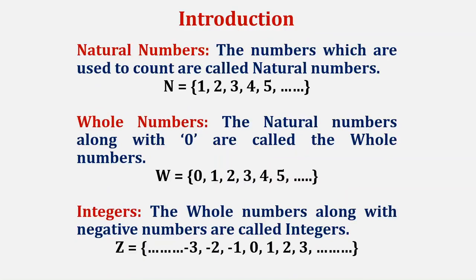Now going to the introduction. Before going to learn about the integers, first you have to know about the number system. In number system, first we will learn about the natural numbers and then whole numbers. In previous classes, up to 6th class, we learned up to whole numbers. So natural numbers are generally defined as the numbers which are used to count are called natural numbers. Generally, if you want to count the number of objects, we will start from the number 1.